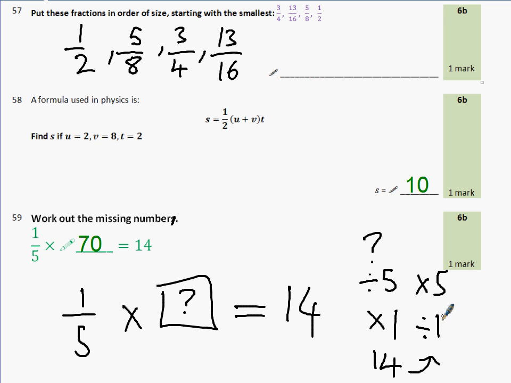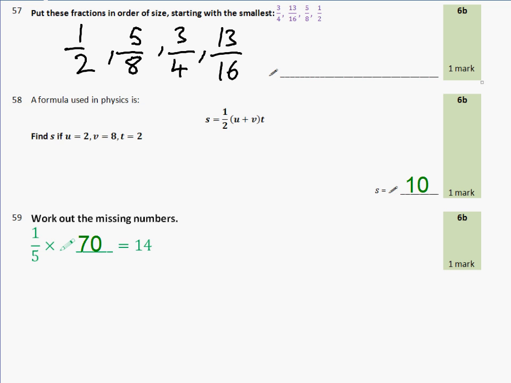14 divided by 1 is 14. 14 times by 5 is 70. So the answer here is 70. Does that work? Let's check it. 70 divided by 5 is 14. 14 times 1 is 14. So yes, it does work.